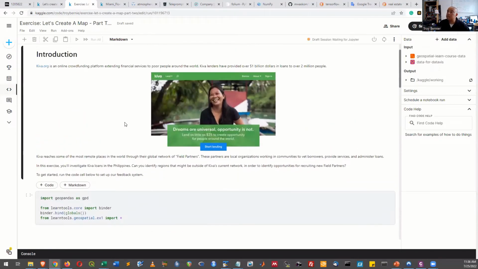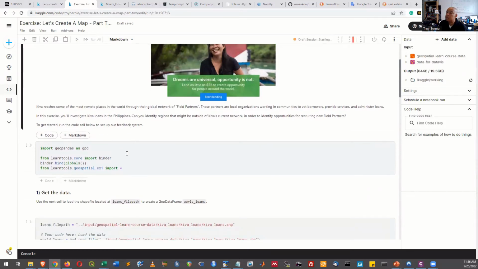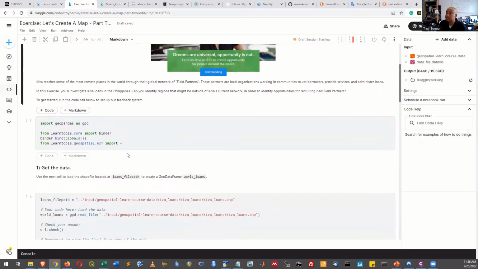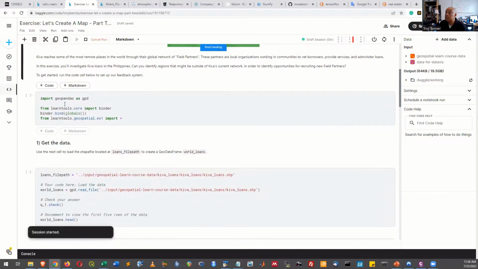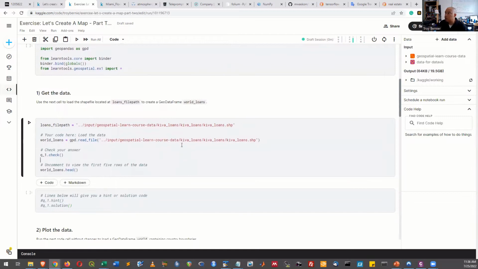So in this next part of the first exercise, we're once again going to create a map utilizing GeoPandas. It's a bit more simplified because we have GeoPandas, but of course, since it's a tutorial, it's got some components in there to help the tutorial move along. So once again, we're going to be getting the data.